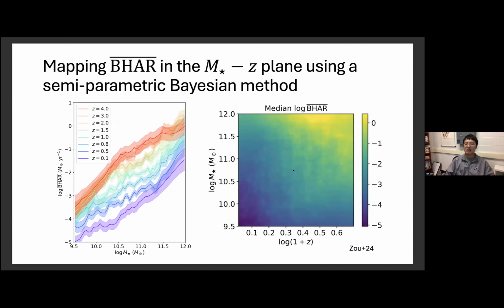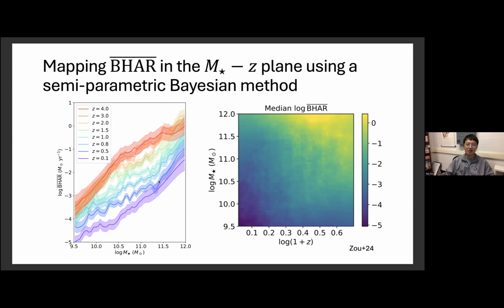And besides the data, we also developed a new method, and we call it the semi-parametric Bayesian method, to actually measure the black hole accretion rate in the stellar mass redshift plane. And the basic idea is that we have the best data and the best methodology, so we can naturally obtain the best measurements of the population mean black hole accretion rate, and this can last for many years.